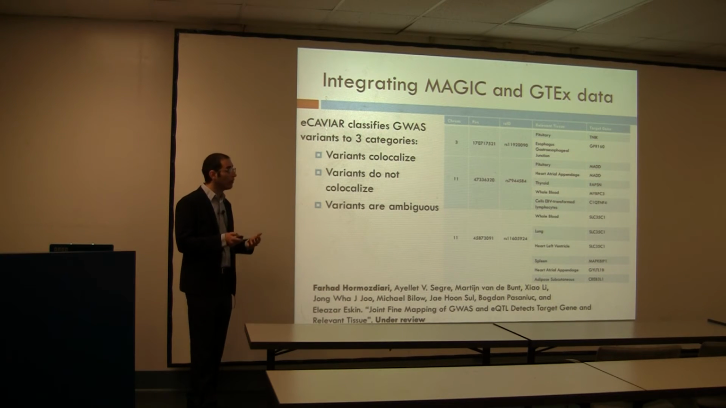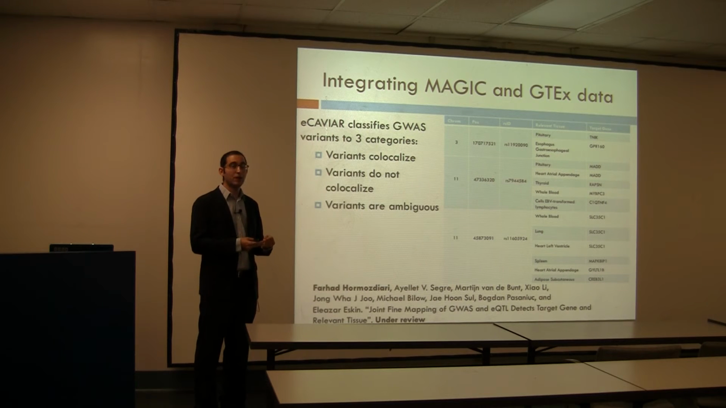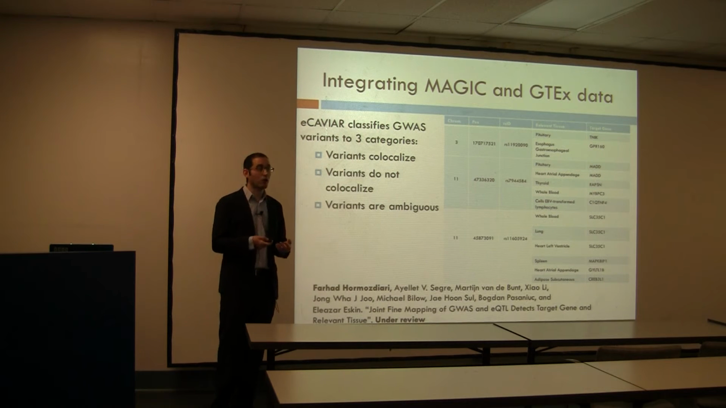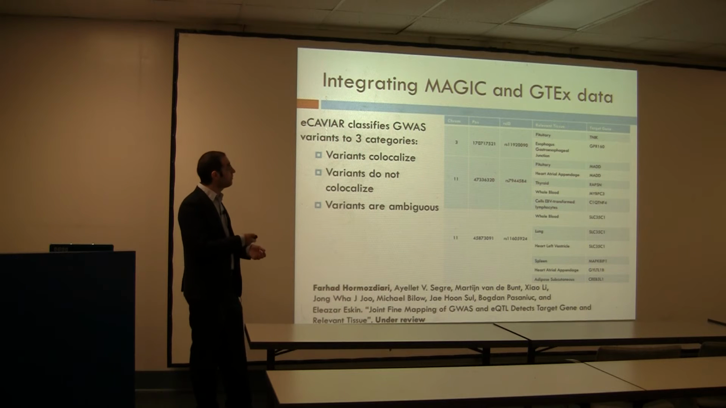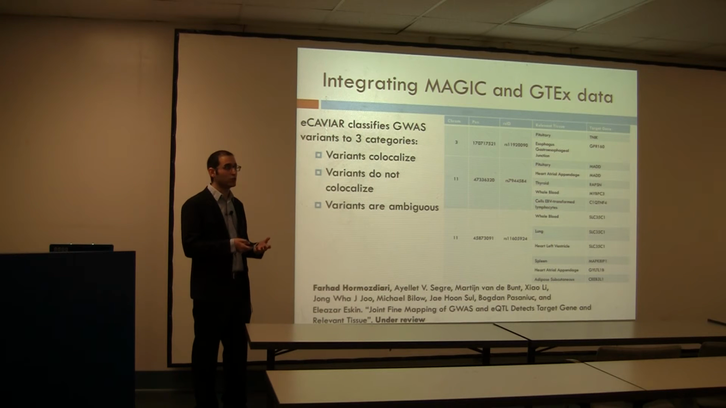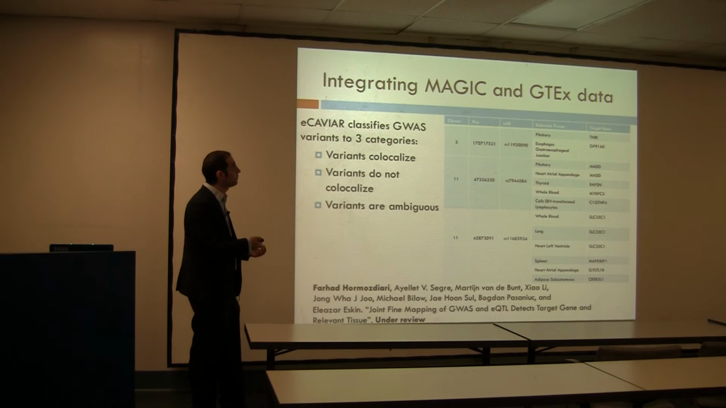I have to mention one of the benefits of eCAVIAR: it is a new method that can categorize a variant into 3 categories. Variants that do colocalize, where we have a high probability that they colocalize. Variants that do not colocalize, where we have a high probability that they won't colocalize. And variants that are ambiguous at this point, so we can't make a judgment yet. What we did is use the MAGIC dataset, which is a meta-analysis of insulin and glucose-related traits, and we used GTEx data, which is a multi-tissue eQTL study. We picked fasting glucose, which has 20 significant GWAS loci that were previously reported, and we want to see if we can colocalize them using the GTEx data.